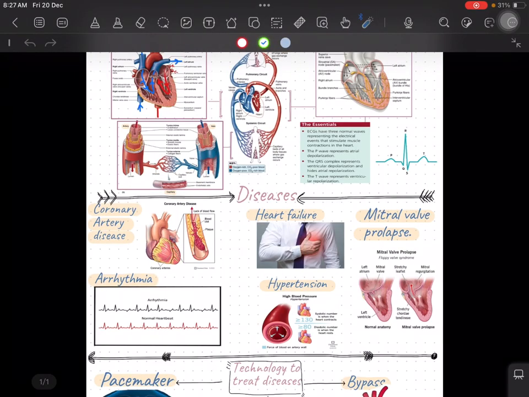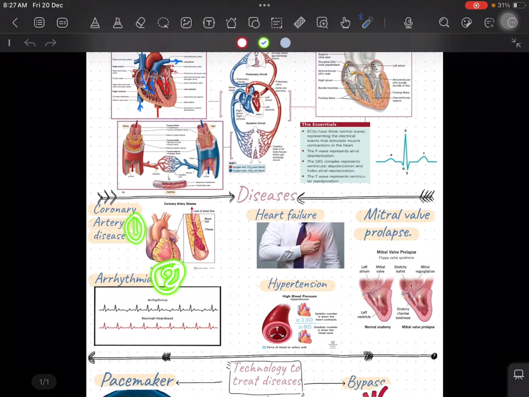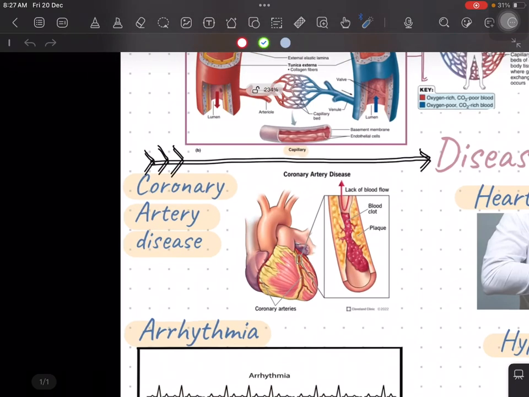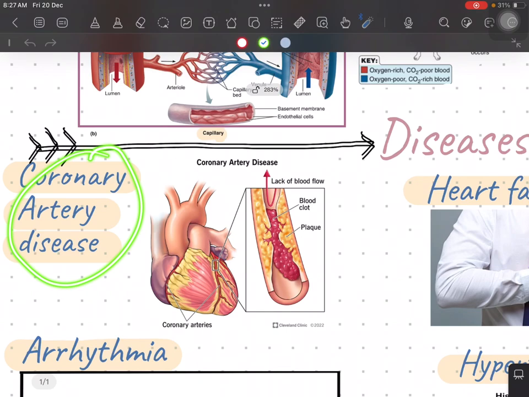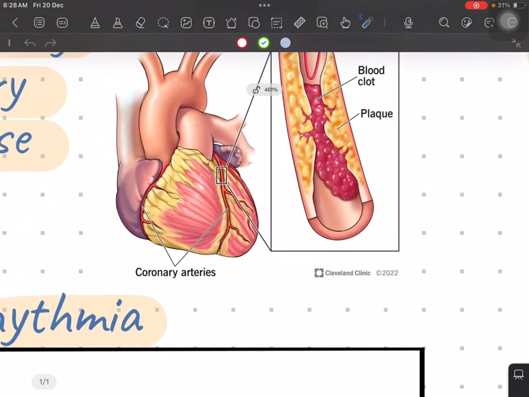The diseases that are related to the heart are coronary artery disease, arrhythmia, heart failure, hypertension, mitral valve prolapse. Coronary artery disease (CAD) is a common type of heart disease. It affects the main blood vessels that supply blood to the heart, called the coronary arteries.